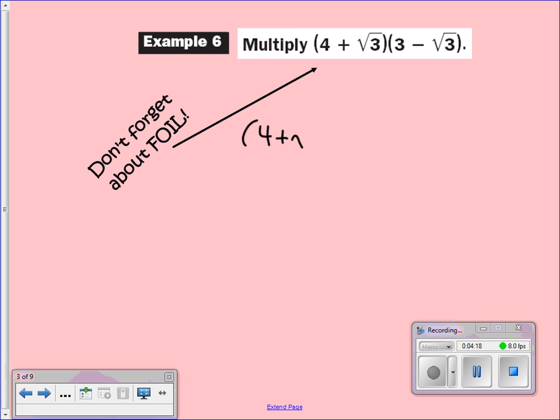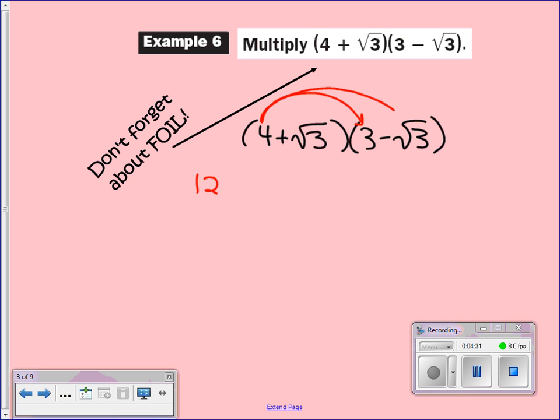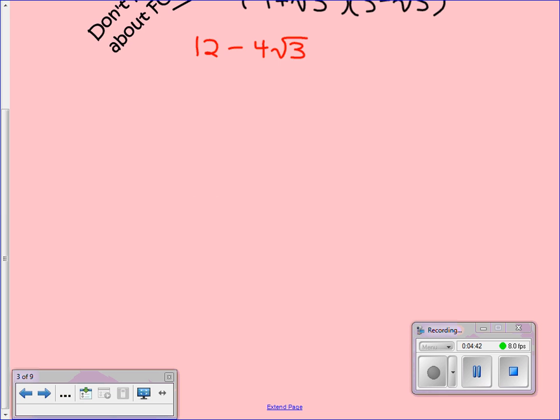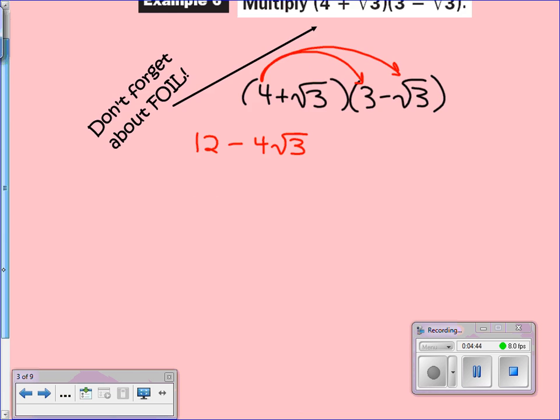Let me copy it down. 3 minus the square root of 3. Okay, so I'm going to start off by taking 4 times 3. Yes, that's right. You heard me. 4 times 3, 12. Now, minus 4 times the square root of 3. Now, 4 is outside the radical. 3 is inside the radical. So this is just minus 4 times the square root of 3. Outside the radical, inside the radical.